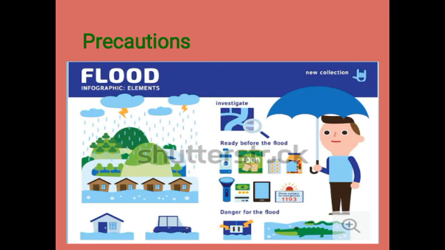So you should have emergency numbers, first aid, and stored food and fresh water with you. Otherwise, in floods, you will not get water and food. Then you should have a torch, because sometimes electricity is not there, and matchboxes and candles to get light. So these precautions can be taken for floods.